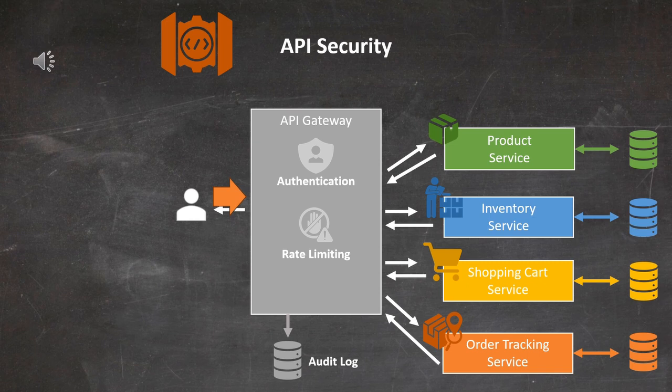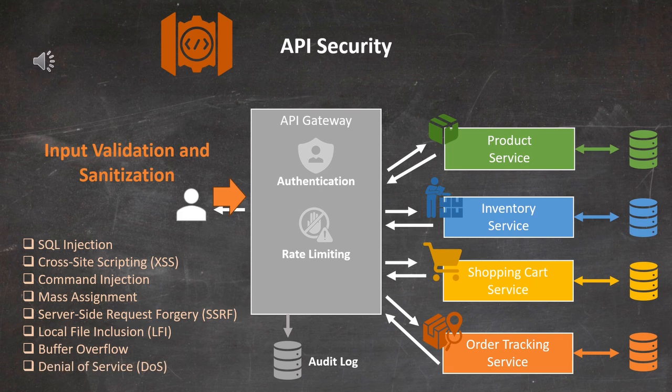Now, let's emphasize the critical importance of input validation and sanitization. Every input to your API must be treated as potentially malicious. By validating and sanitizing all inputs, you can prevent common vulnerabilities such as SQL injection and cross-site scripting attacks. This means checking that inputs are of the expected type, format, and length, and removing or escaping any potentially harmful characters. Remember, the security of your microservices is only as strong as your weakest link.